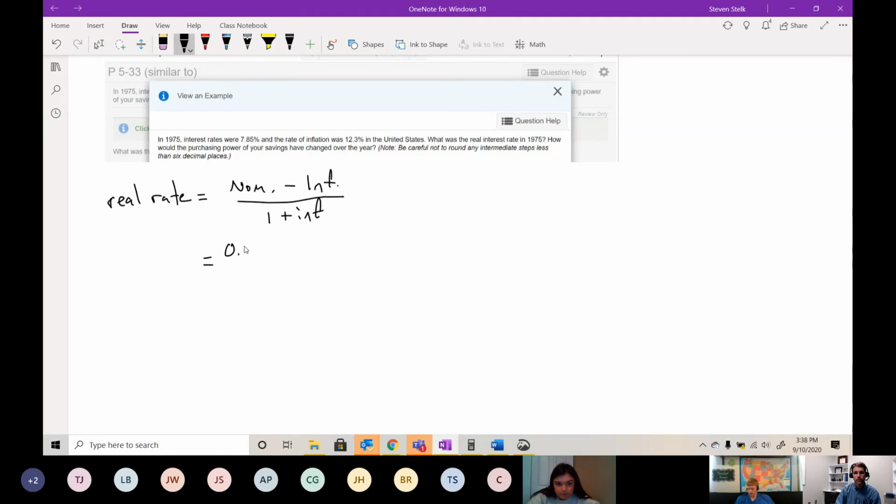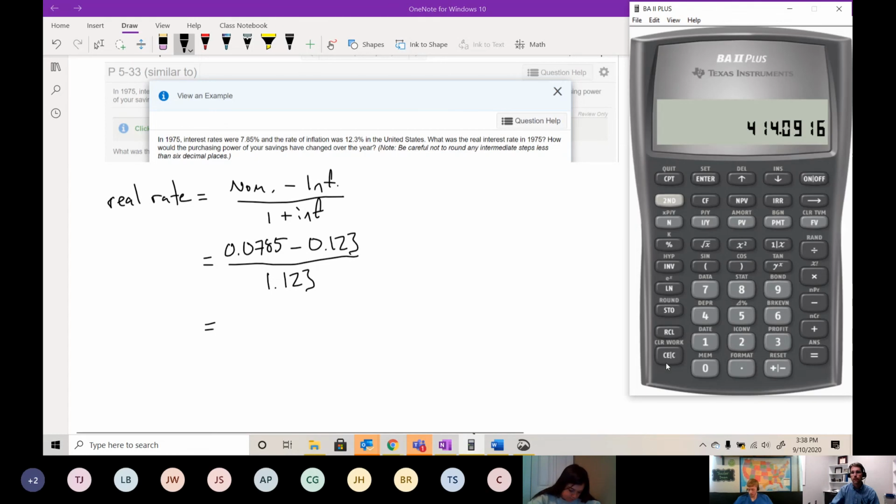Okay, the nominal rate is 7.85% expressed as a decimal. That's 0.0785. Minus the rate of inflation, it says 12.3%, so expressed as a decimal is 0.123. All divided by 1 plus the inflation rate, so that's 1.123. All right, so let's type that in. I don't remember the answer to that one. 0.0785 minus 0.123 equals, divided by 1.123.